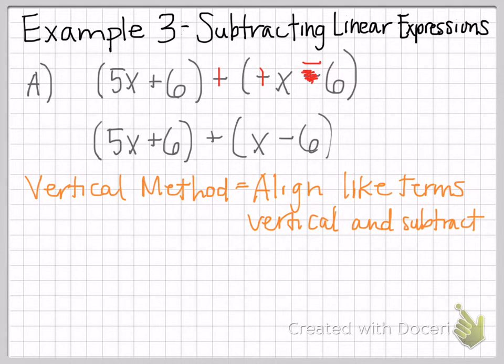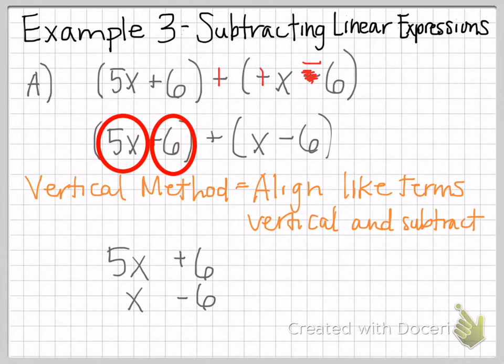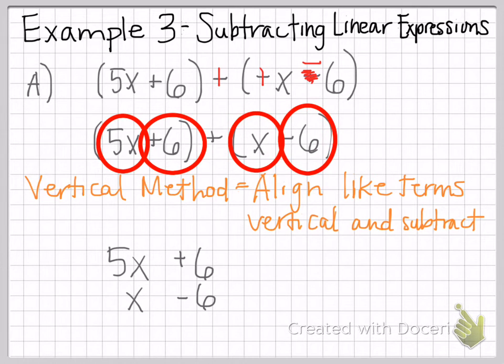Okay, so let's go ahead and line up our like terms. Our like terms here are 5x and x. So we would do 5x and x, and then we have a positive 6 and a negative 6. Please see these as individual terms. You have a 5x, a positive 6, a positive 6, an x, and a negative 6. Okay? Let's go ahead and solve that then.